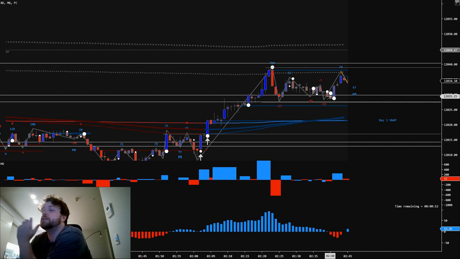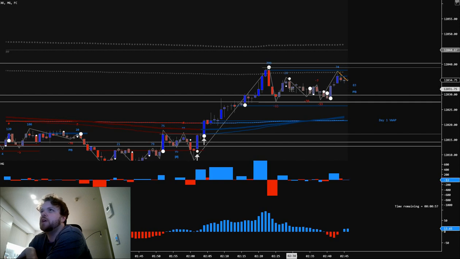Funnily enough, trading is not gambling, although there are some similar characteristics. It can be gambling if you're not analyzing. If you're just willy-nilly taking a trade, buying and selling because you think a price is going to go up without any evidence of what I'm showing you here, that's gambling.